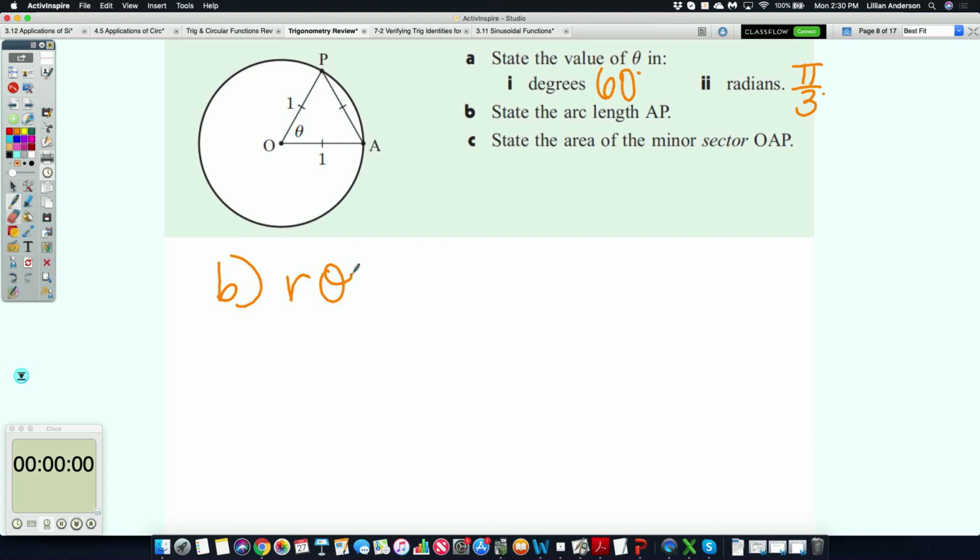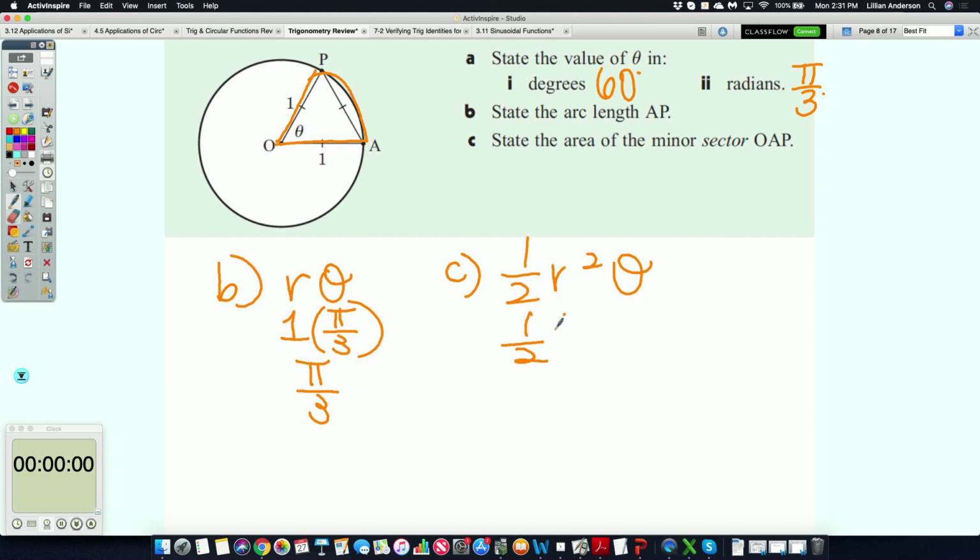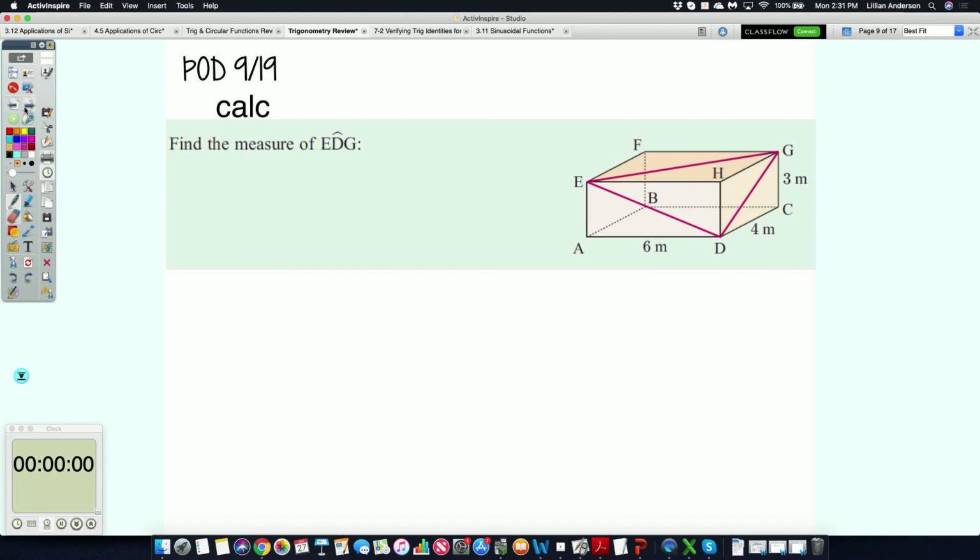So what's the radius? 1. And the angle is? Pi over 3. So your arc length is pi over 3. Arc length should always be in radians, right? Always. Same thing with area of a sector, because it actually states the area of this sector, OAP. So it's basically asking to state the area of this, which again is the formula 1/2 r squared theta. So that's 1/2 times 1 squared times pi over 3. What's your area? Pi over 6. There you go.